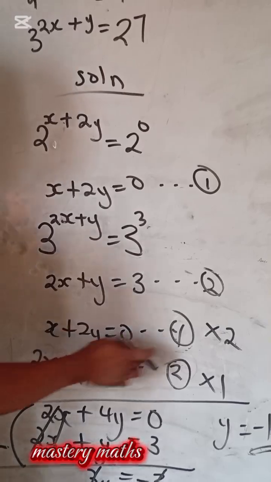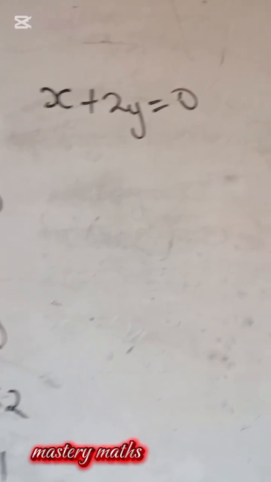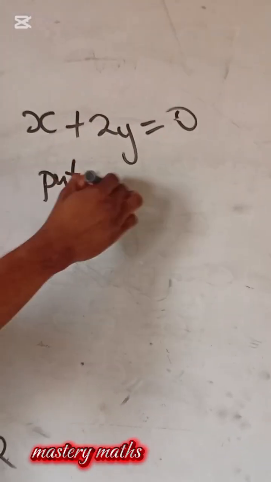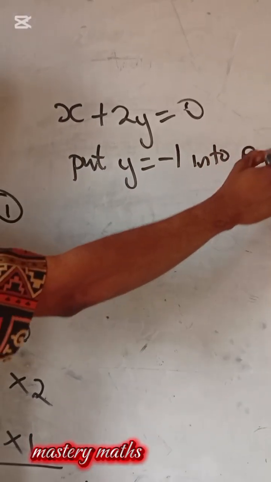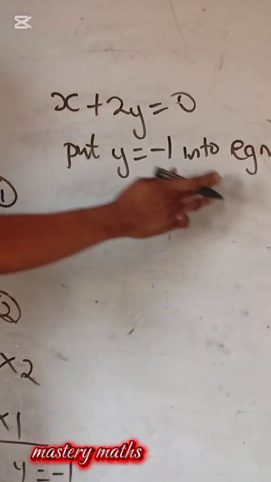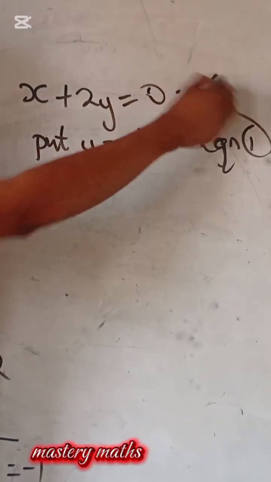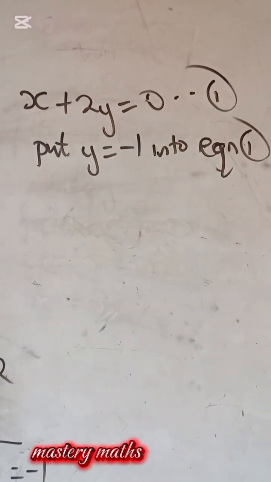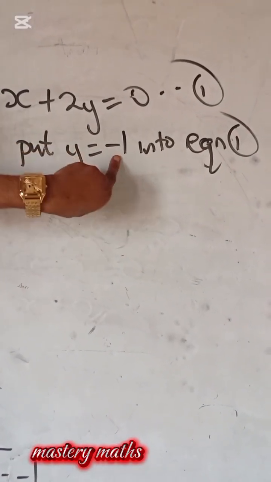So you write out equation 1, which is x plus 2y equal to 0. So you say put y equal to minus 1 into equation 1. We're going to put it into equation 1. Look at equation 1 here. Now we substitute. It means that anywhere you see y in equation 1, replace it with minus 1.